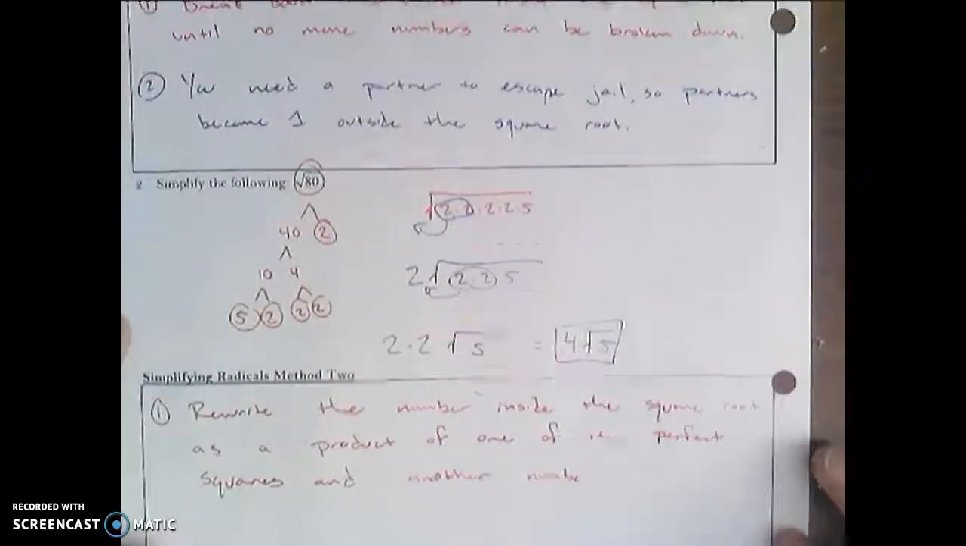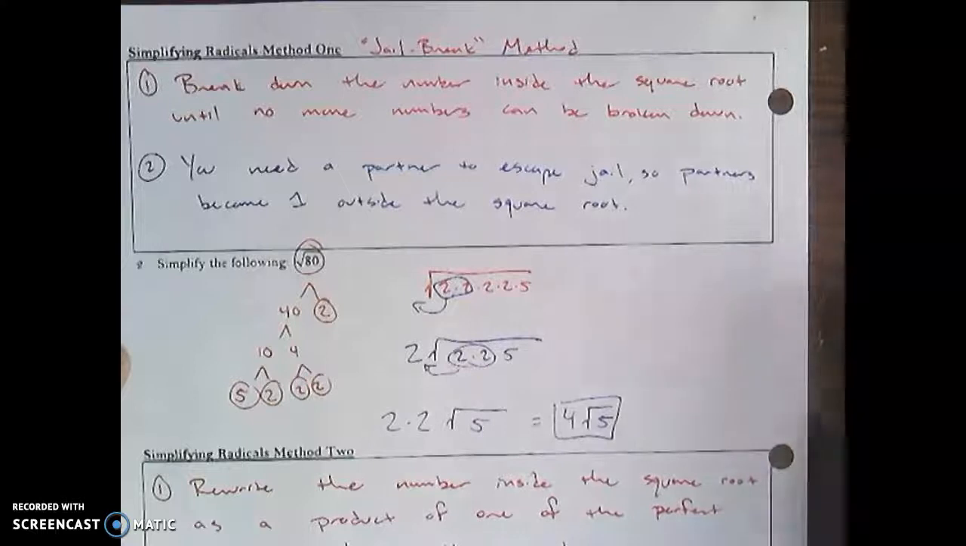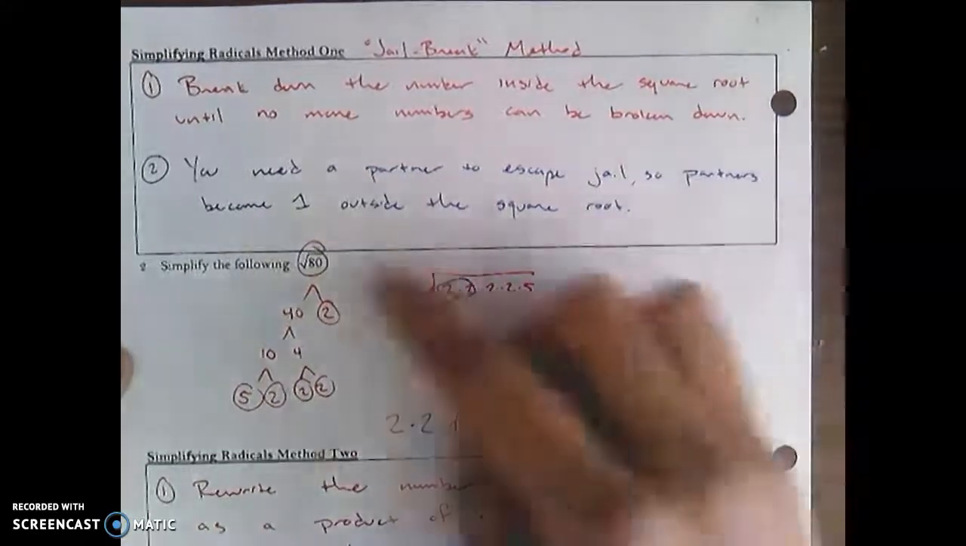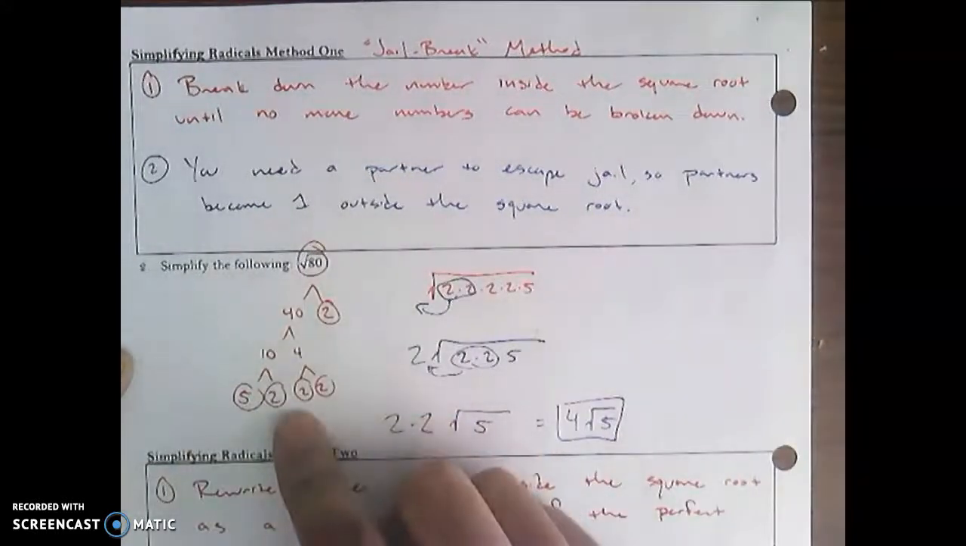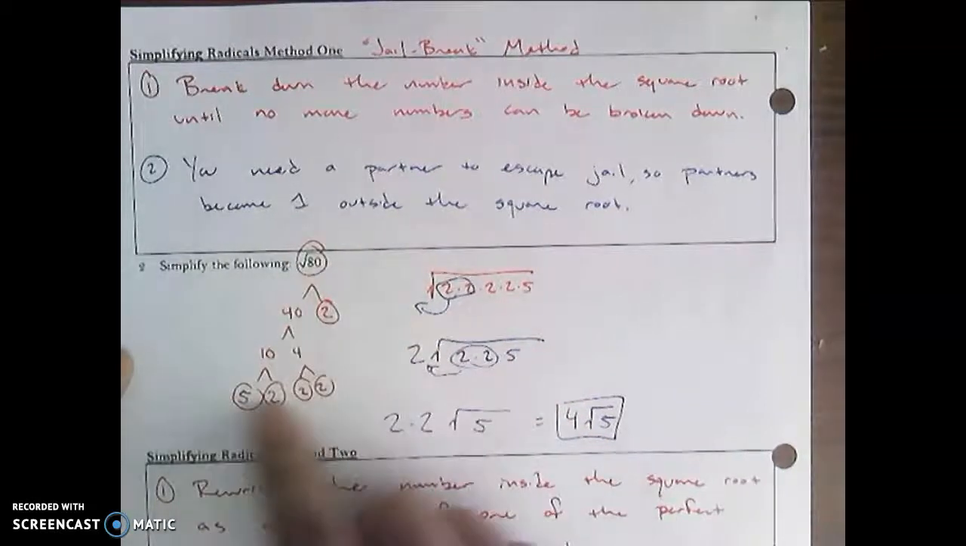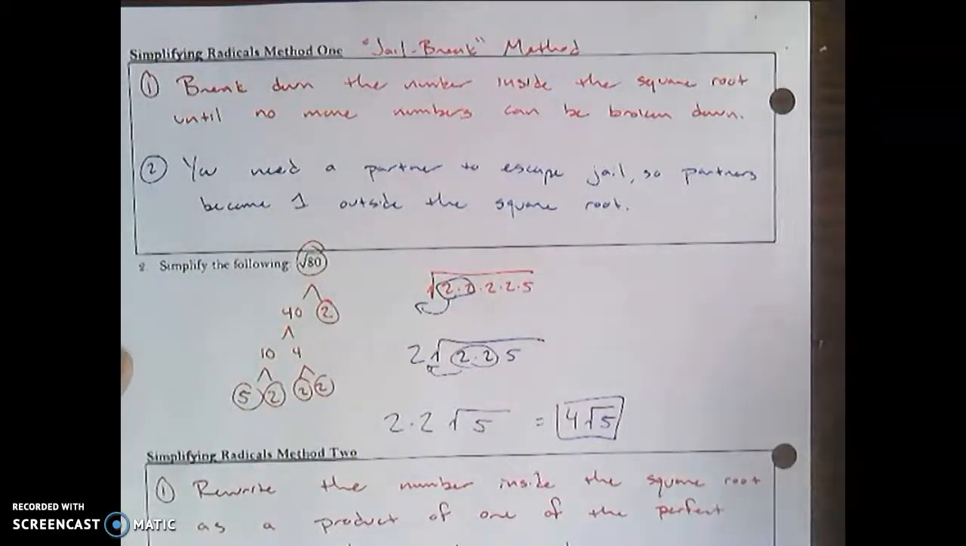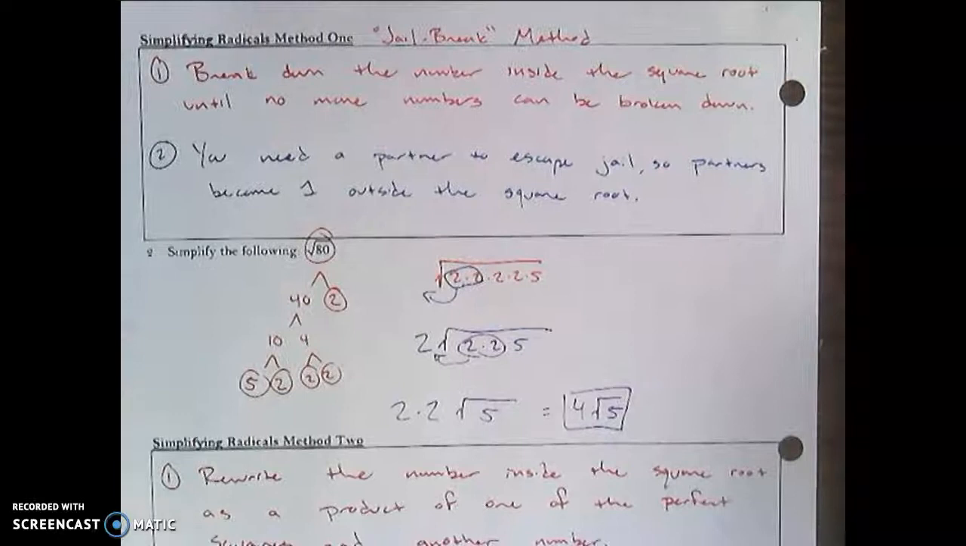I prefer the jailbreak method, like I mentioned, because you don't have to know those perfect squares. You can just keep breaking it down into its prime factorization. Just break every factor down until you can't break it down anymore. So we're going to get a lot of practice on this. Go ahead and review your notes, and we'll get some practice. This is Objective 51.